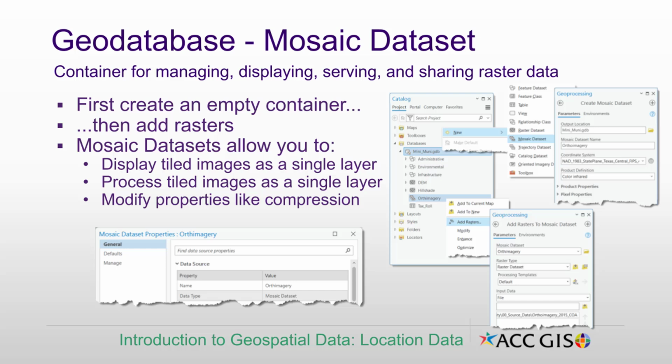So if you look in the image there on catalog, I'm right-clicking on the geodatabase, selecting New and Mosaic Data Set, and that opens up the Create Mosaic Dataset geoprocessing tool. That's creating a mosaic data set that is an empty container. And then once it's created, and you can see in catalog there, I've created an orthoimagery mosaic data set. I can right-click on that empty mosaic data set and select Add Rasters. That will open the Add Rasters to Mosaic data set, which then allows me to pick all the different images or DEMs or whatever type of raster data set that I'm trying to tile, and allows me to load that into my mosaic data set.